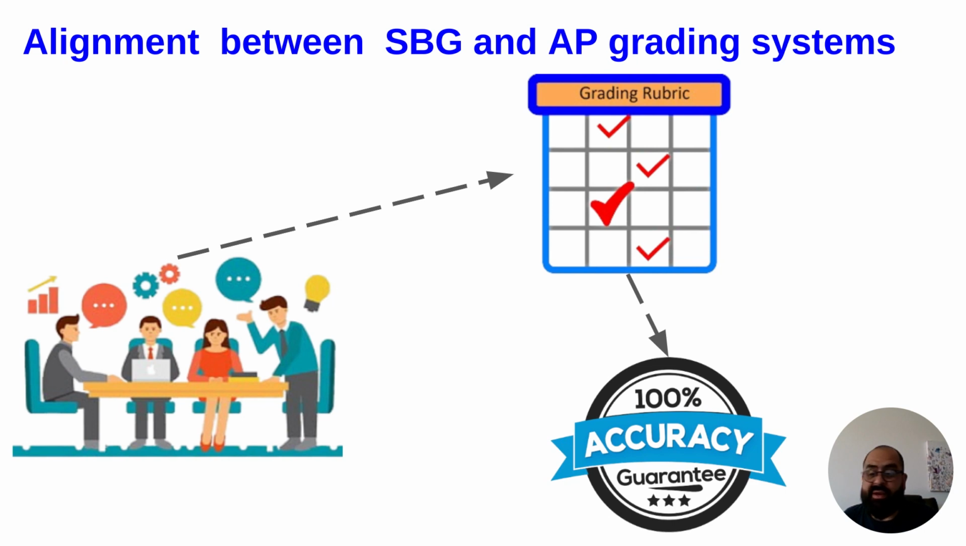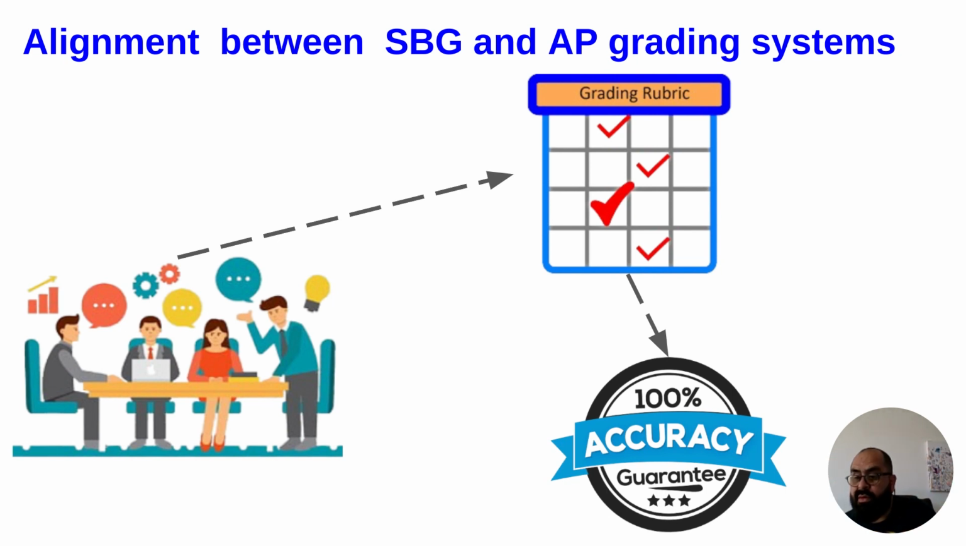Number 2, creating unified rubrics. Develop rubrics that reflect both standard-based grading and AP standards. For instance, a rubric for an AP English essay could include criteria such as thesis development, evidence and support, coherence and organization, and language use. Each criterion would be scored on a 0 to 4 scale, reflecting a standard-based grading principle while ensuring alignment with AP expectations.